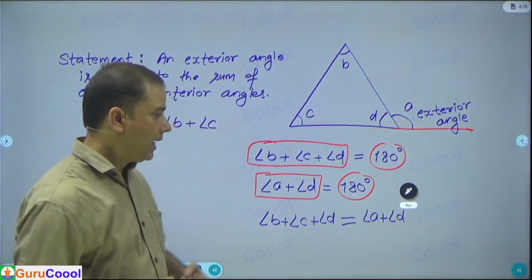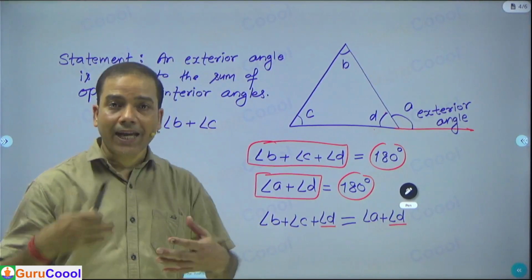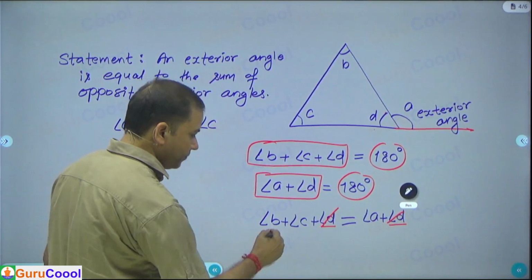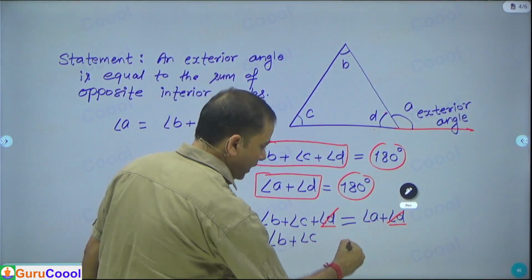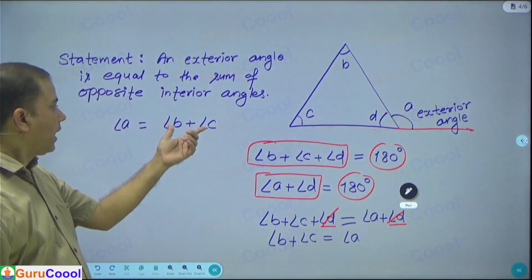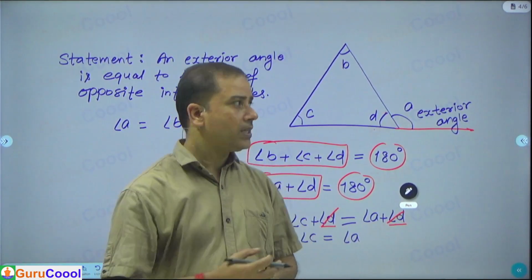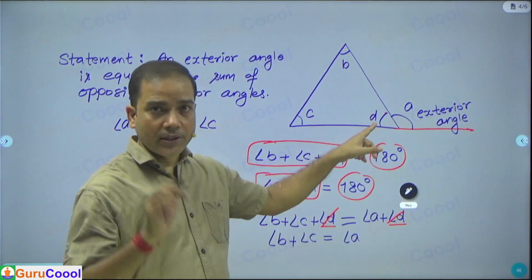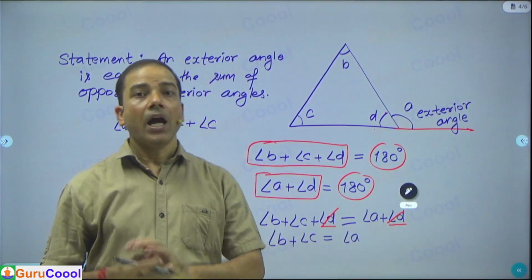Once we have set up an equation like this, we notice there is a common term on both sides that can be eliminated. If we eliminate angle D from both sides, what remains is angle B plus angle C on the left and angle A on the right. So angle A equals angle B plus angle C. You have to understand and remember this: any exterior angle always equals the sum of the opposite interior angles. Notice that opposite interior means B and C, not D. You don't have to take the adjacent one. I hope you understood it.